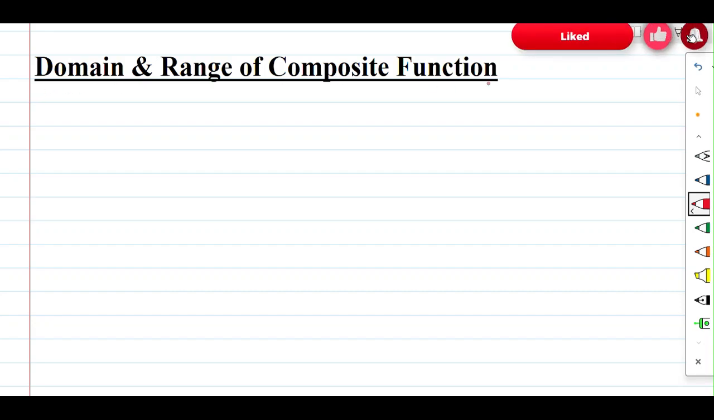Domain and range of composite functions. Whenever you have a composite function, how do we figure out its domain and range? This is the most important concept that students always get confused about.